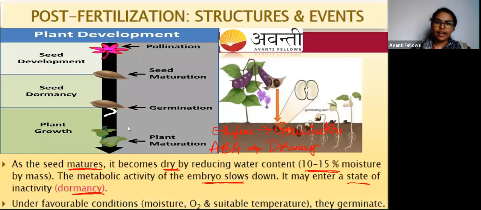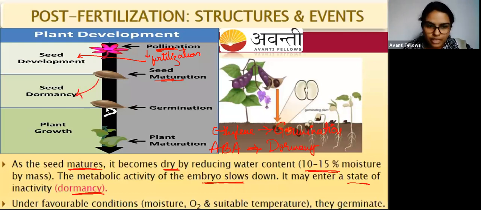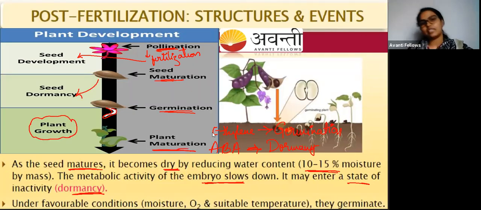So here I have given you one diagram. Pollination happens first, and after pollination, fertilization happens. After fertilization, seed development will happen. After seed development, the seed will mature. After the seed matures, some seeds will go into the dormant stage. After the dormant stage, it gives germination. After germination, the plant grows. Then maturation. So these are the stages that you see in the development of a plant.